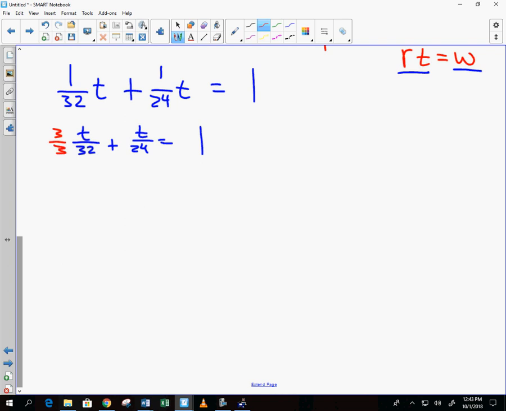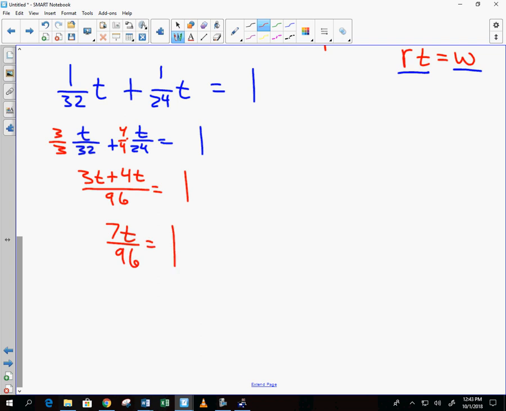What do you think? 96? I think so. So we get 3t plus 4t all over 96. That's equal to 1. 3t plus 4t, 7t over 96 is equal to 1.